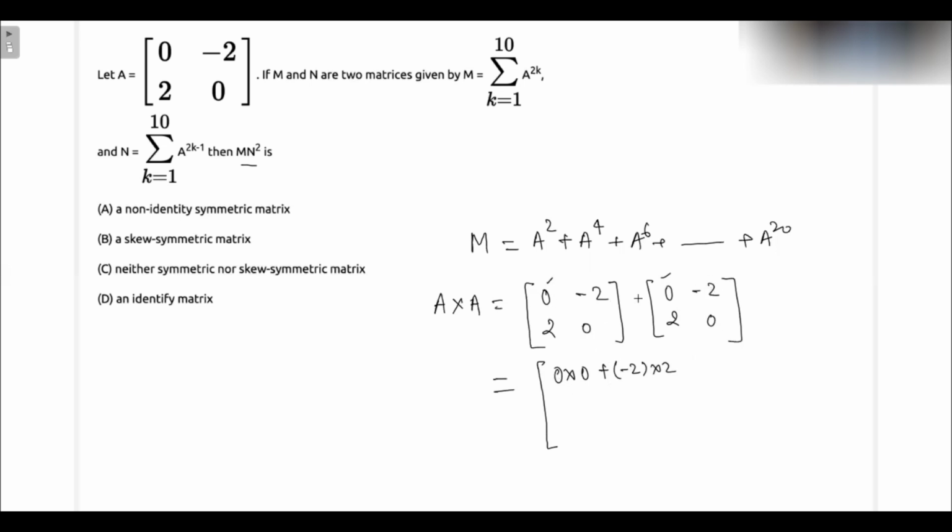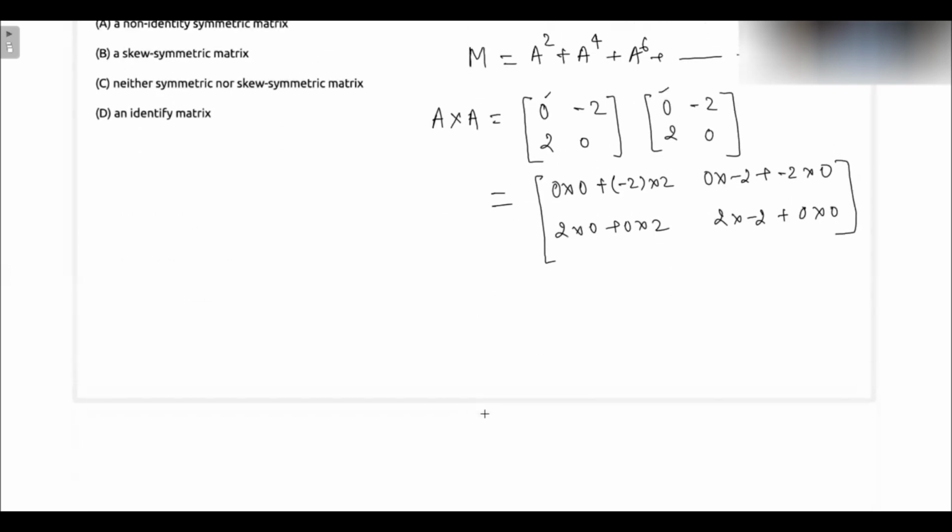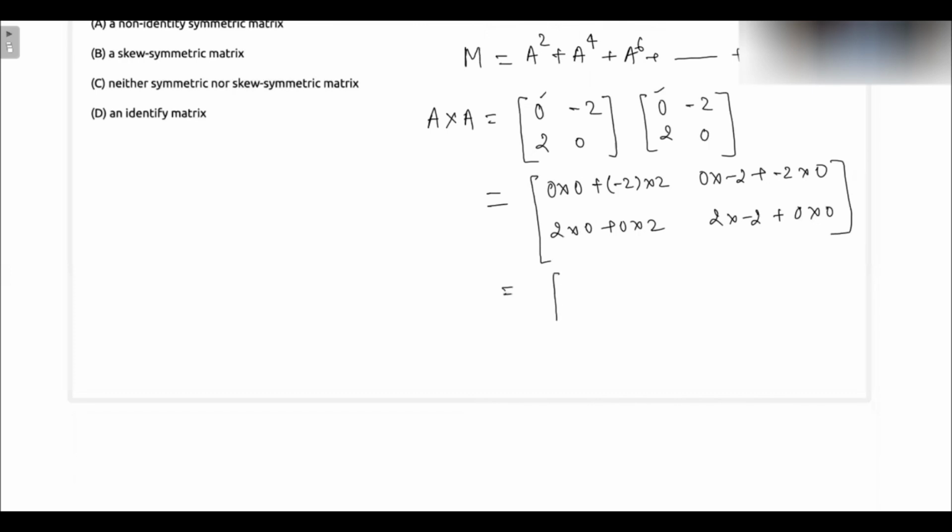So the first element is done. Now let's go to the second one. First row into second column, which is 0 into minus 2 plus minus 2 into 0. Then row into column again, 2 into 0 plus 0 into 2, and 2 into minus 2 plus 0 into 0. So what do we get from here? We get minus 4 here, then we get a 0, then we get a 0 here, and then we get a minus 4 here.